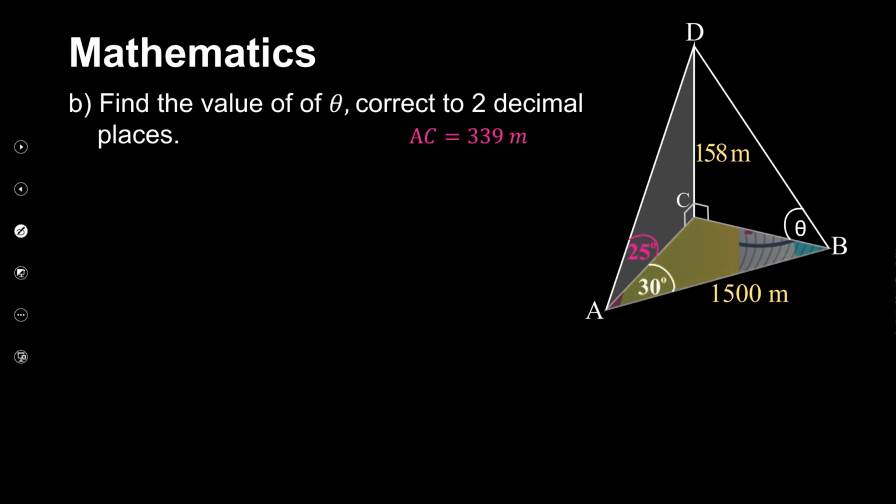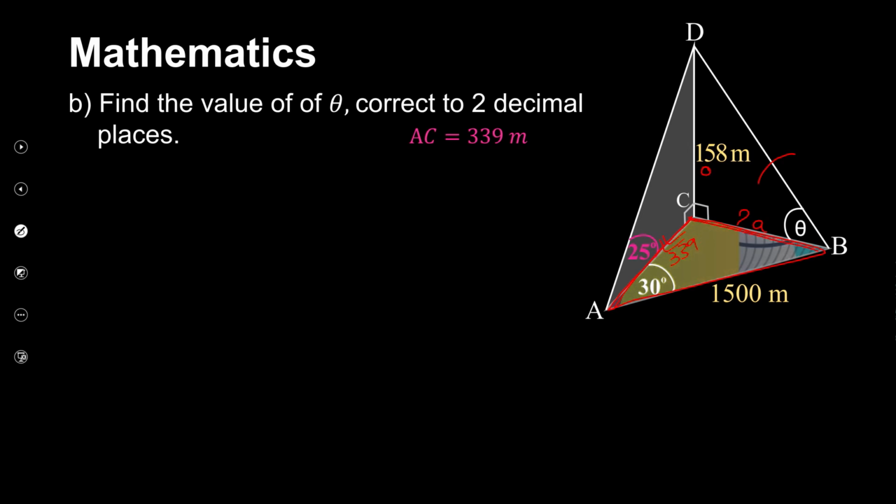Now, to find theta, we have a bit of a problem, because we did say we don't have enough information in this triangle here. So we're going to use the base triangle to first find BC. And once we've found BC using the green triangle, we can then use opposite and adjacent to find theta in triangle CDB. So let's begin by looking at this triangle here, triangle BCA, and trying to find BC. Remember, we found AC to be 339 meters in the previous slide.